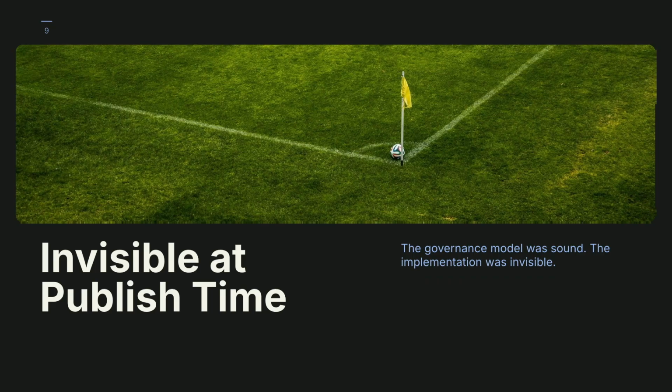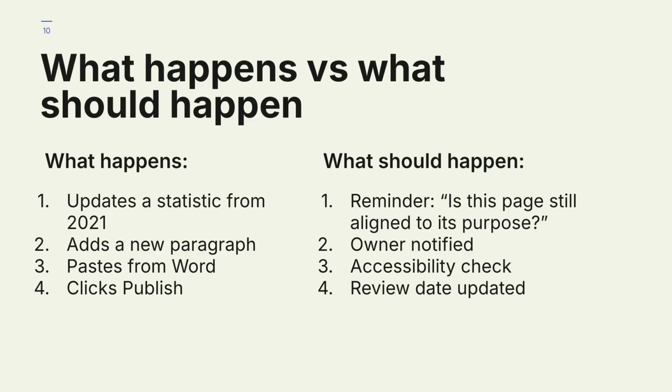Things like, is this page still aligned with its purpose? Did the right owner review it? Did this introduce accessibility issues? And should the review date be updated or changed? These signals typically are not present in Drupal at the moment of publishing. And that tends to be the point where it matters most. Or at least you can have signals at that point to let people know what they may be missing.